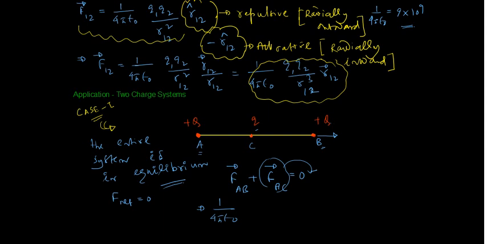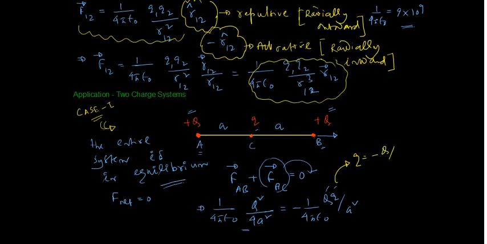So F between AB, 1 by 4 pi epsilon naught Q square by, if I take this as A, this is also A, total distance is 2A. So 2A whole square means 4A square, is equal to minus of 1 by 4 pi epsilon naught Q into q by A square. Again I will check force between A and B, 2 plus Q charges are there, so it becomes Q square by 4A square. Force between A and C, Q1, Q2 is capital Q, small q, distance is A square. So the conclusion that we will get is that small q is equal to minus of Q by 4.